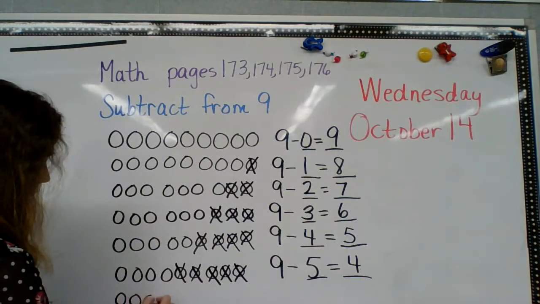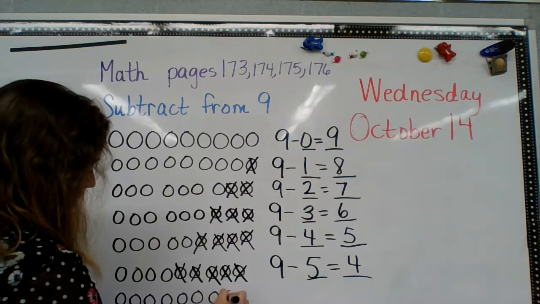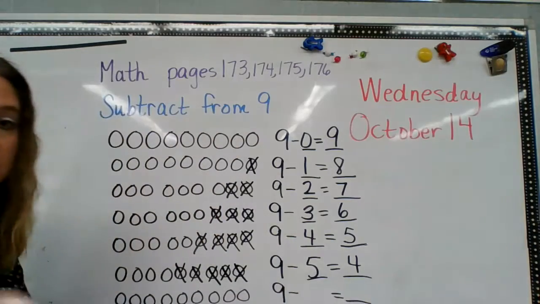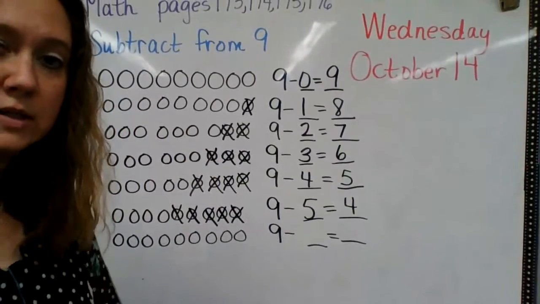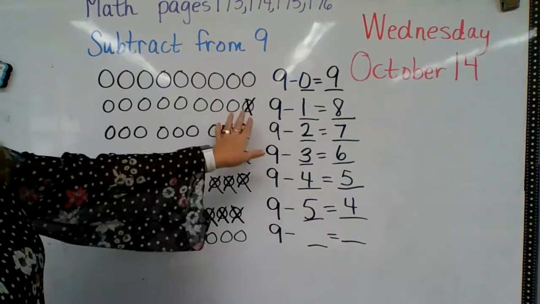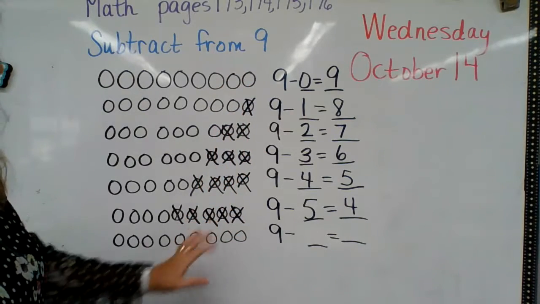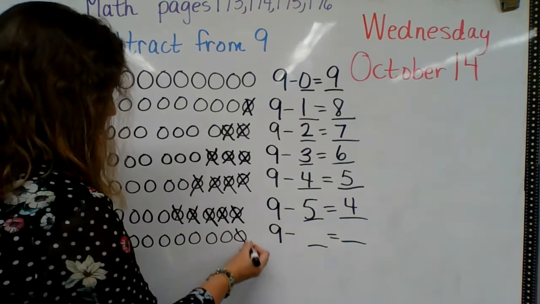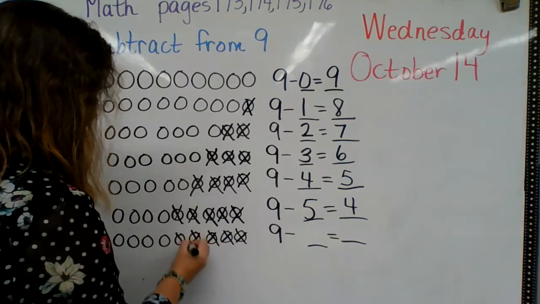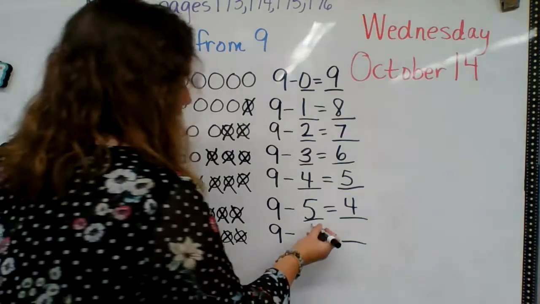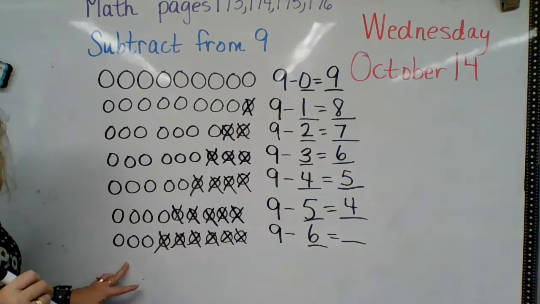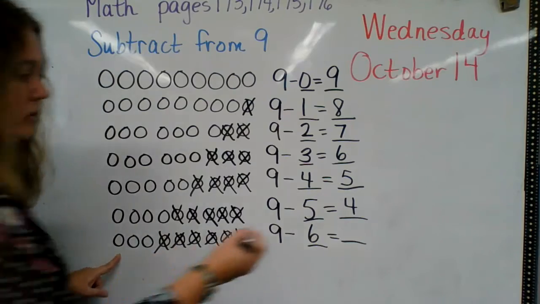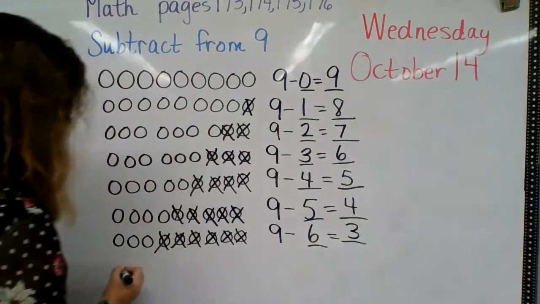All right, starting off with 9 again. Scooch this down so you can see it. We crossed off 0, 1, 2, 3, 4, 5. How many are we going to cross off? 6. We crossed off 6. How many are left? Right here. 3.